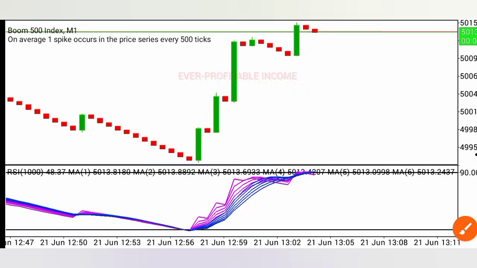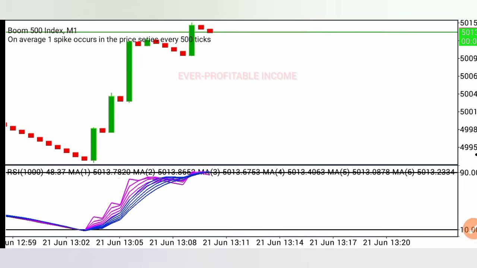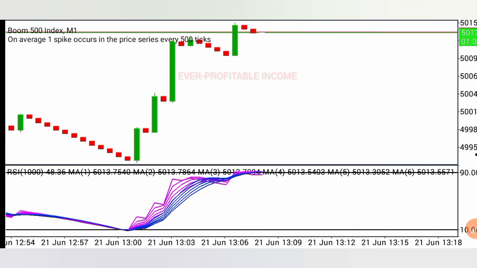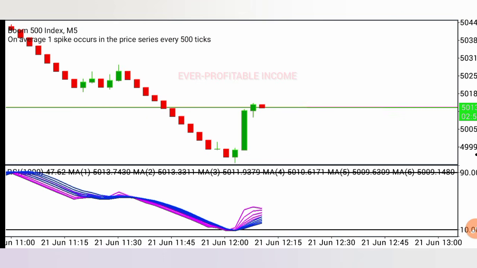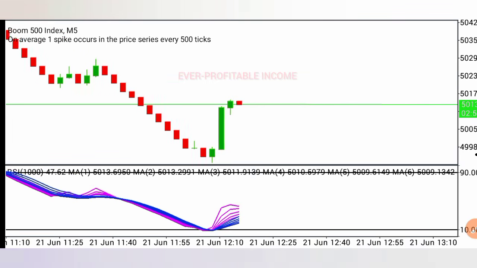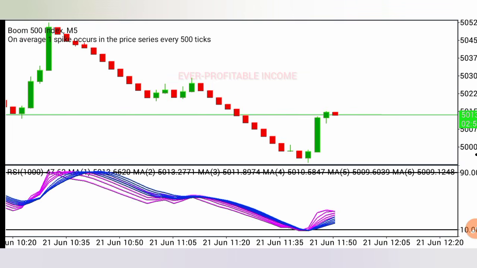Right now it has approached level 90 on M1, but it's still going to spike upward because the 5 minutes time frame is just starting. Can you see that? It's just starting to spike. So it's still going to spike upward. Can you see that? So this is how to use this strategy.